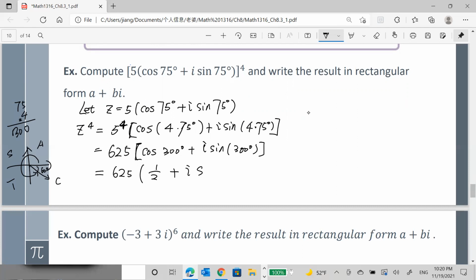Plus i times sine 300. In this quadrant it is negative. So negative sine 60. Negative sine 60 is negative square root of 3 over 2. So let's simplify this. Distribute the 625. That's 625 over 2 plus this one, that's minus because we have a minus sign here, minus 625 square root of 3 over 2 times i. So a is 625 over 2. b is negative 625 times square root of 2 over 2. Sorry, square root of 3 over 2.